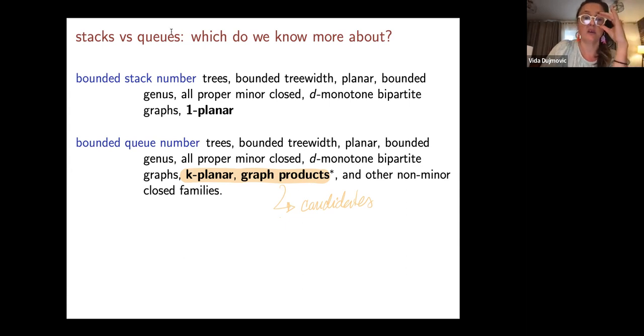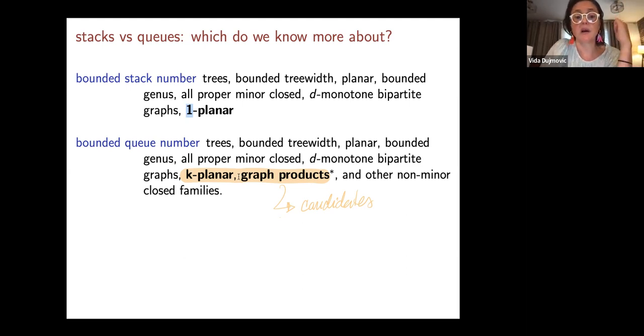So let's see what we have here. For example, it is known that one planar graphs have bounded stack number. One planar graphs are graphs that you can draw in a plane with at most one crossing per edge. The crossings are allowed, but there's only one per edge. You can extend the definition to k-planar graphs, where you allow at most k crossings per edge. Well, we only know for one planar graphs that they have bounded stack number. Already for two planar graphs, we don't know that. And this proof for one planar graphs is 30 pages. Even that is not simple.